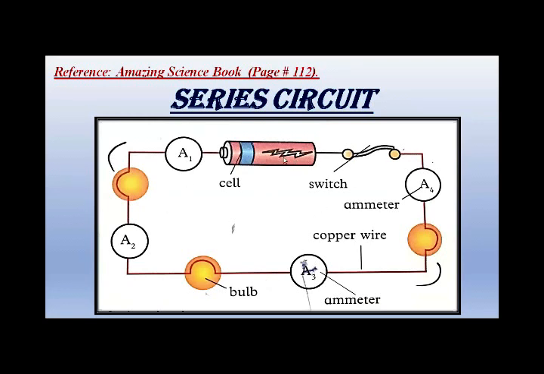It consists of a battery, ammeters, and this one is the copper wire, and we use bulbs in a series form. There are some ammeters highlighted with A1, A2, A3, and A4, and we use bulbs in a series form. Okay, I hope it is clear. Now we will start how we can draw it.